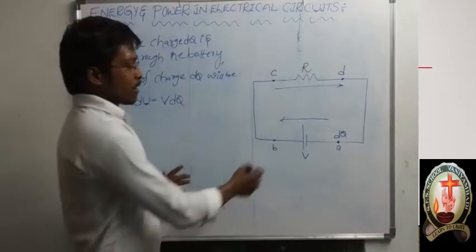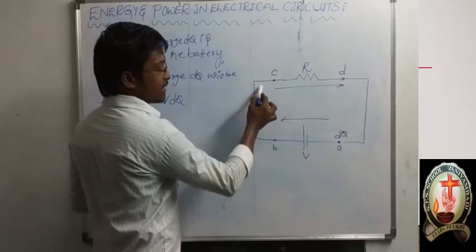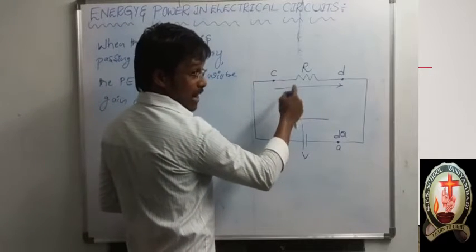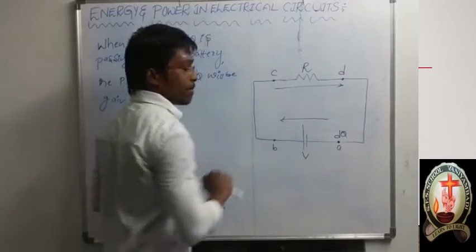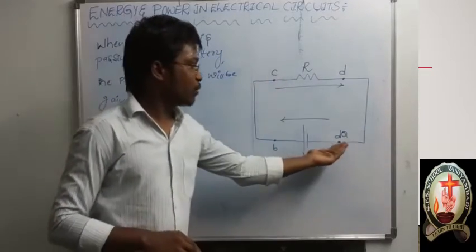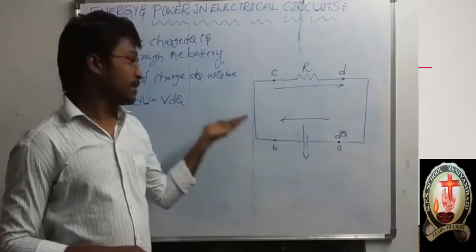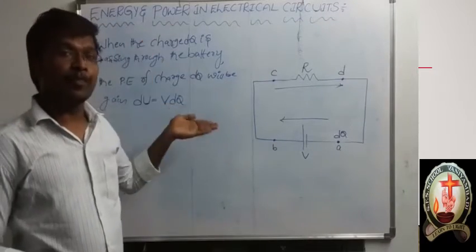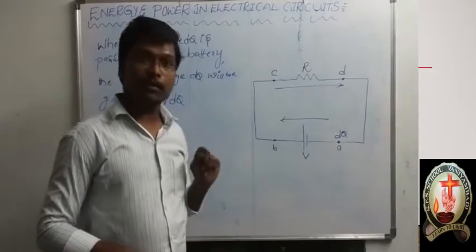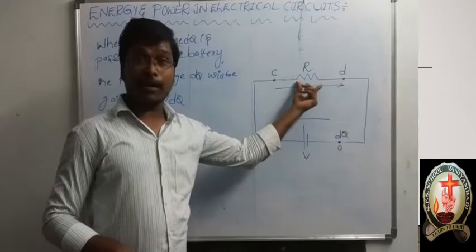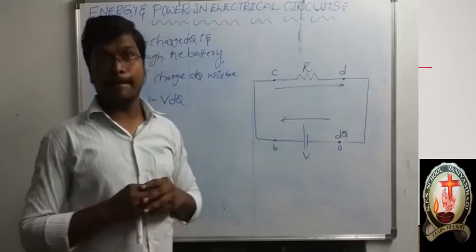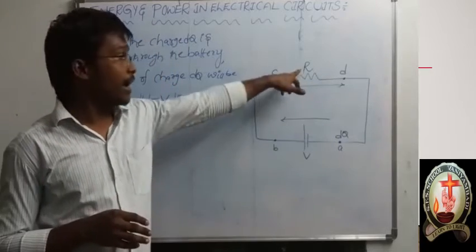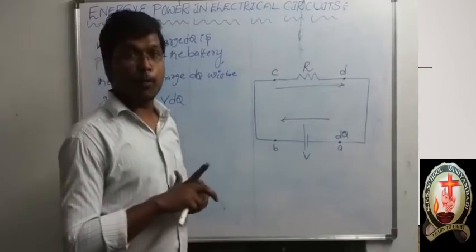Okay. Now again the charge is traveling like this. The charge is moving from C to B. First it is moving A to B. Okay, some potential energy is gained. Then again it is moving C to D. In between C to D, what is there? Resistor is there. That resistor has some amount of resistance, R. You can remember this point also.